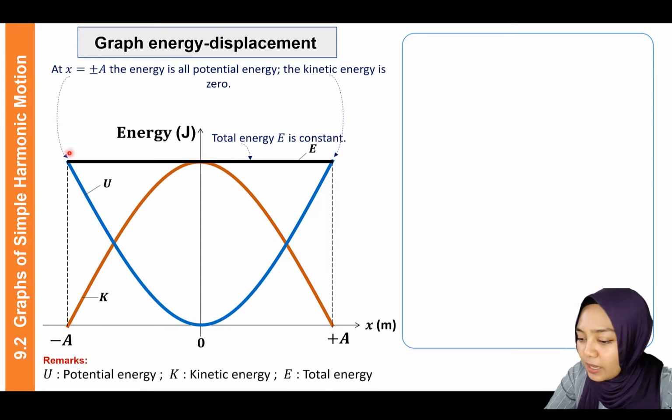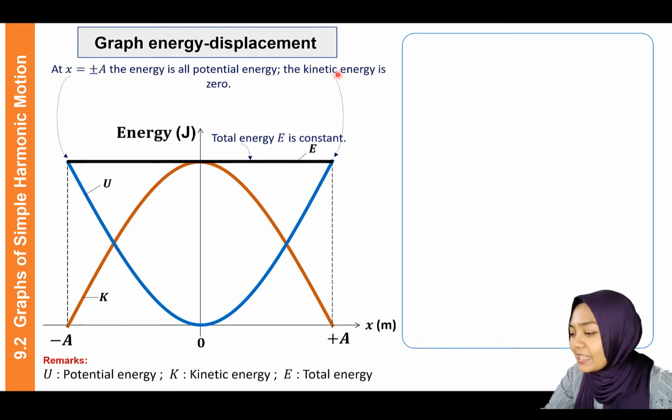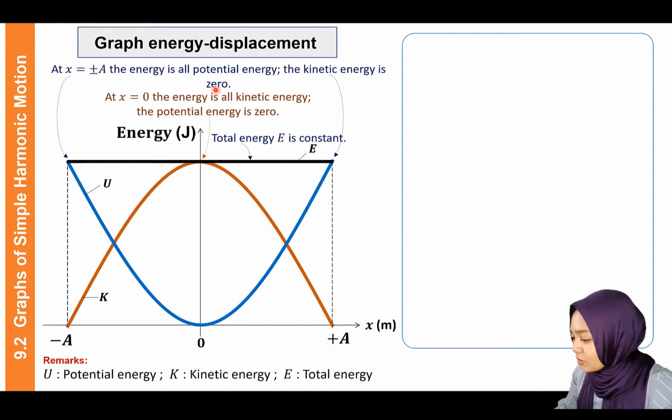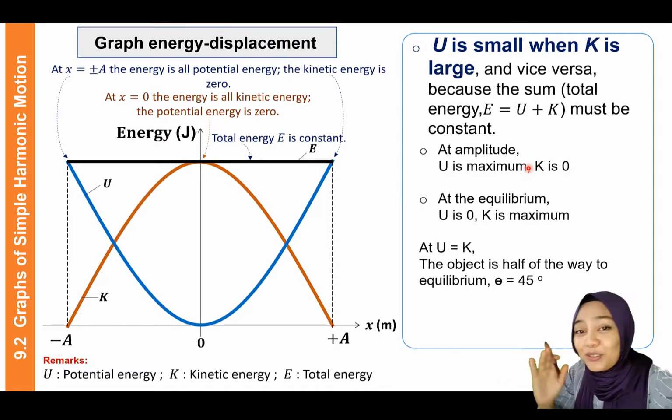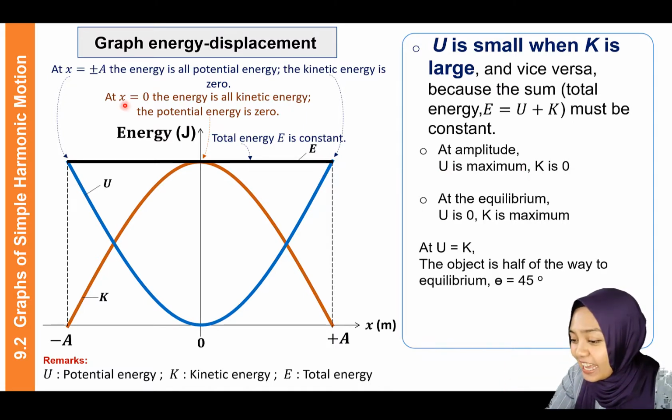Now notice this one. At this point, the amplitude, the energy is all potential energy and the kinetic energy is 0. So I can put it in a simpler form. At amplitude, U is maximum and K is 0 joule. Then at x equals 0, which is at the equilibrium, the energy is all kinetic energy and the potential energy is 0. So I put it like this: at equilibrium, U is 0, K is maximum.